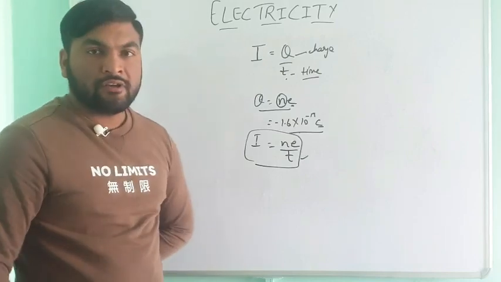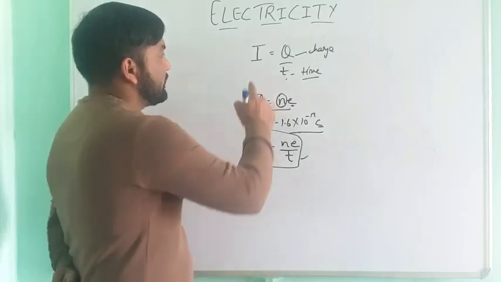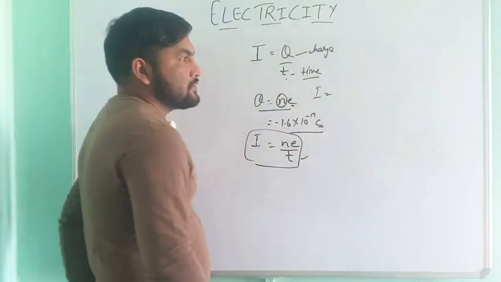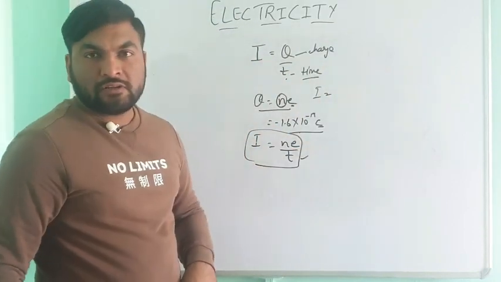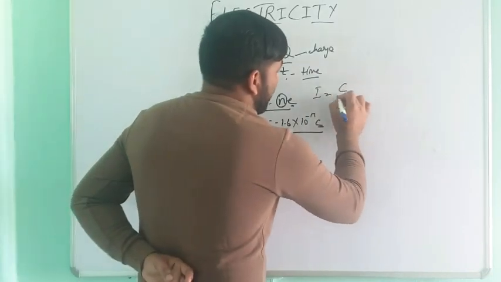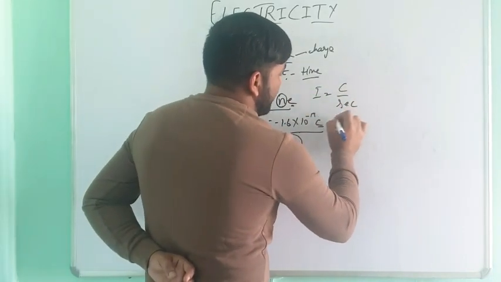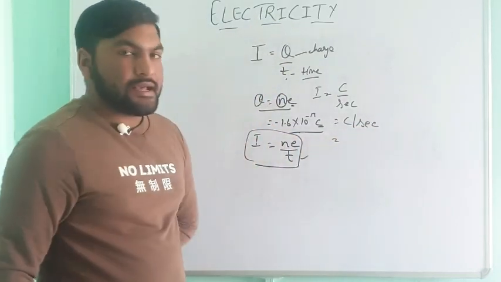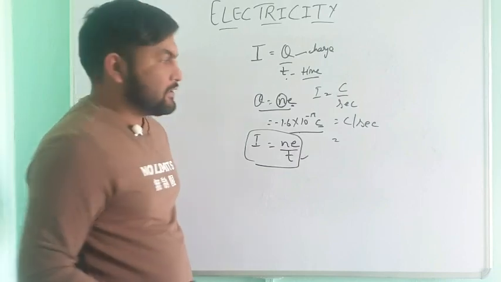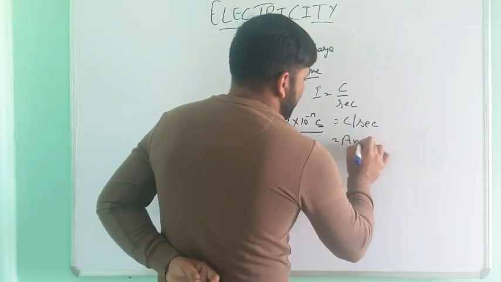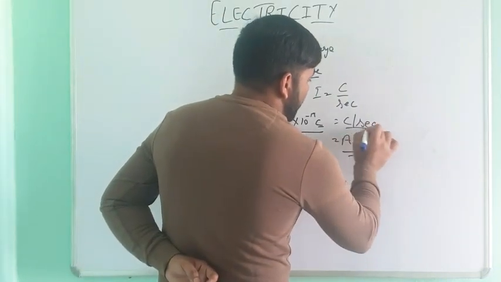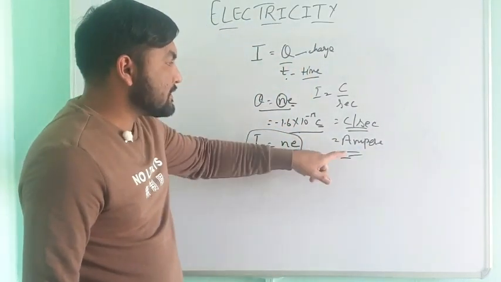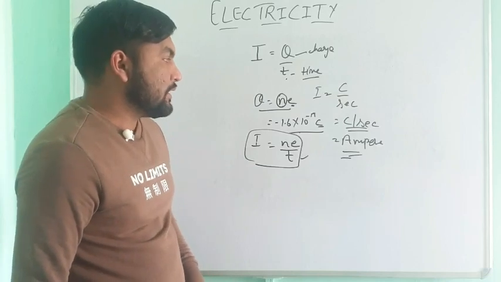Now the SI unit of electric current. As we know that the SI unit of charge is coulomb, and the time is second, we get coulomb per second, and we know that it can be written as ampere. So the SI unit of electric current is ampere, or coulomb per second.